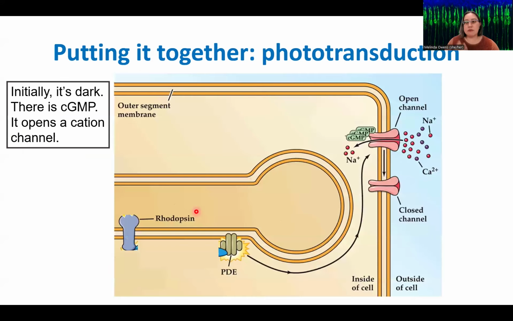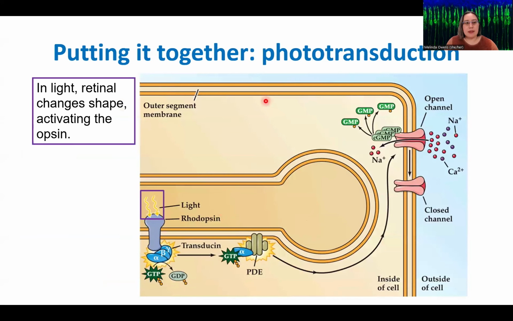Okay, so putting it together, how does that affect phototransduction? Initially it's dark, there's cGMP. That cGMP opens that cation channel. In light, that retinal changes shape, and that activates this opsin.